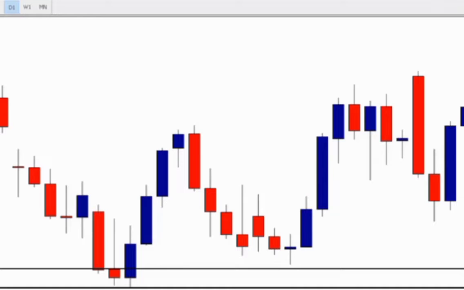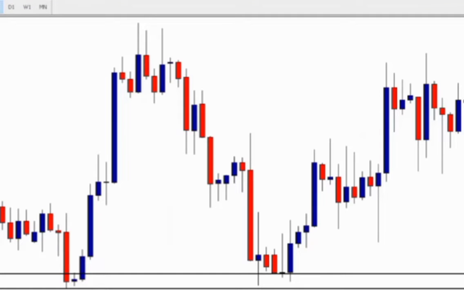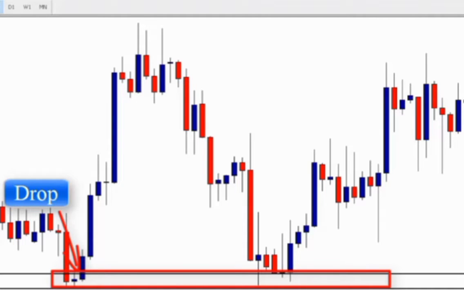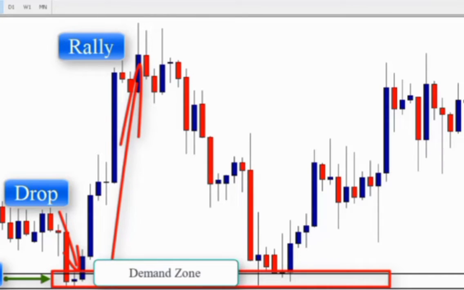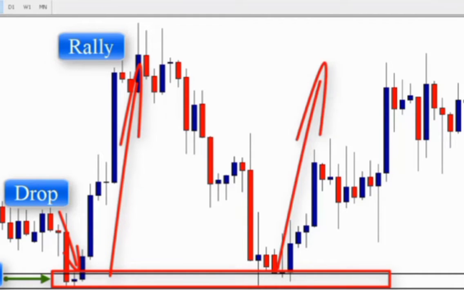Look at another example. This is another example of a drop base rally. As you can see, this is a drop, base, and a rally. Look at this move. This is a very strong move that indicates that a bank or a financial institution placed an order here. So when the market approaches this demand zone, we will see another strong move up. And as you can see, that's what happened. When prices reached the demand zone, the market moved up strongly.